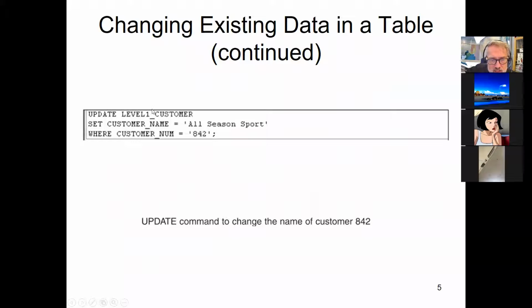We're going to update this. Here's a table. The table is called level 1 customer. We're going to change one part of the record, one column in the record, but only this record. Now, if we didn't have that where part there, then what it would do is it would change all the records and make them all season sport, which would be a bad idea. So typically your update command is going to have a where, and here we're using the primary key to make sure that we only get that one record.